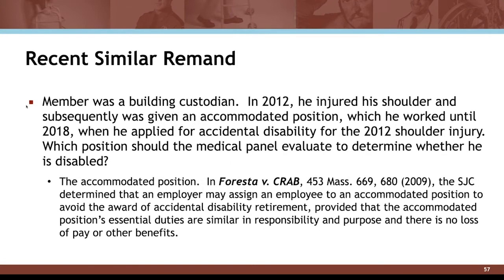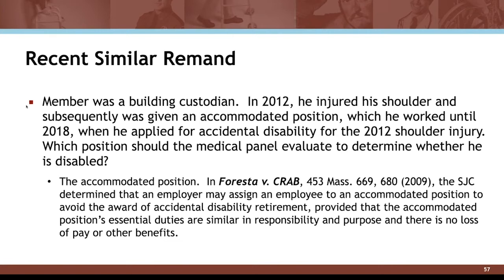Recently, we had a situation that touched on that. The gentleman was a building custodian who injured his shoulder in 2012, and he went out on workers' compensation for 2 years. He returned in 2014, and he worked in an accommodated desk job position. He was the supervisor of custodians. He worked that until 2018, when he applied for accidental disability for the shoulder injury.